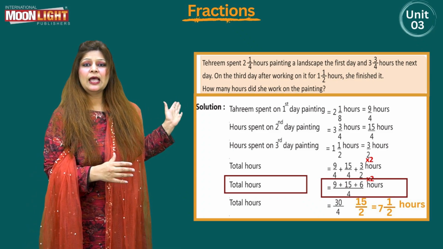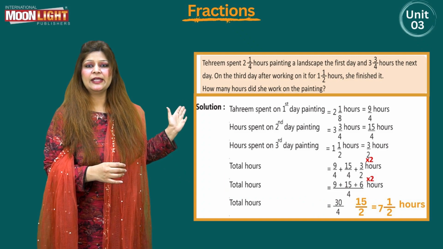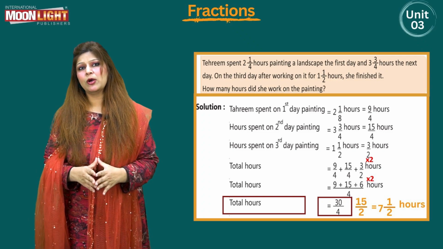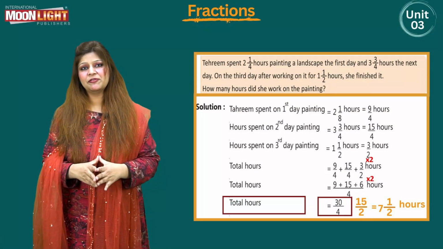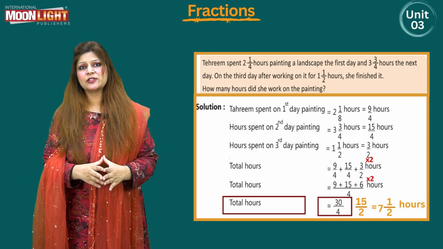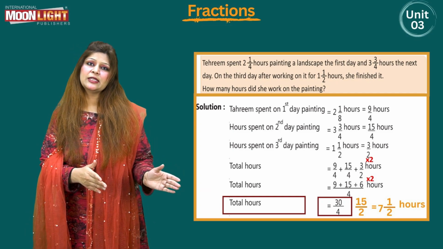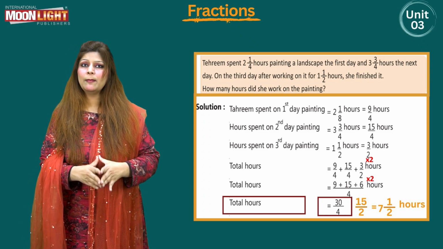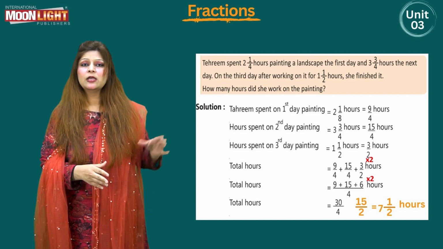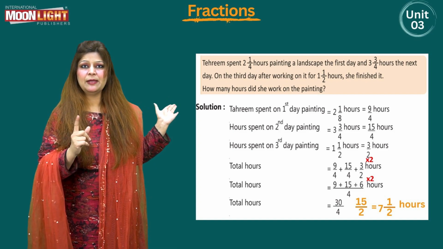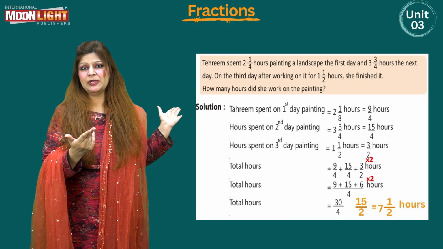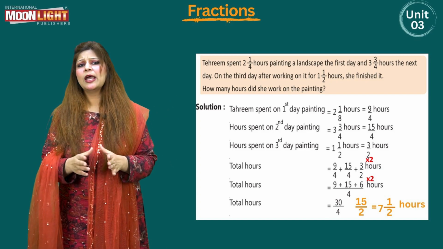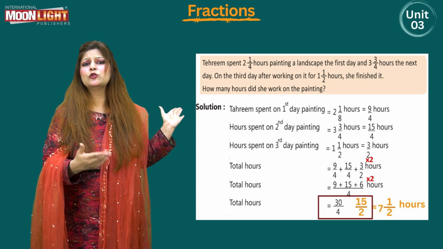Right now, 9 plus 15 plus 6 is 30, divided by 4. Now you know that 30 by 4 is not in the simplest form, or you can say the lowest form. Whenever I have a fraction, I must write it in the lowest form, whether this is said in the question or not. So I'm going to write the answer in the lowest form by dividing by the same table. 4 is in the 2 times table and 30 is also in the 2 times table, so I divide by 2.